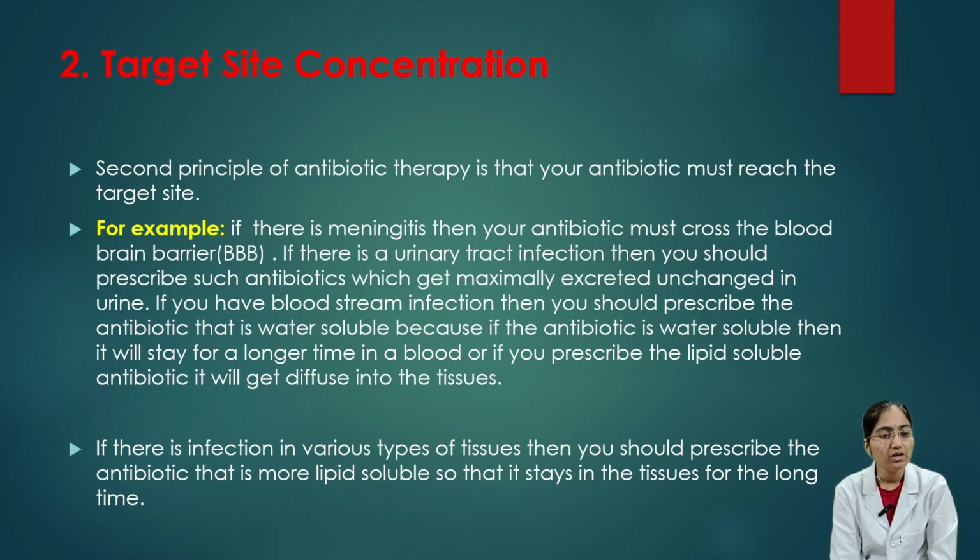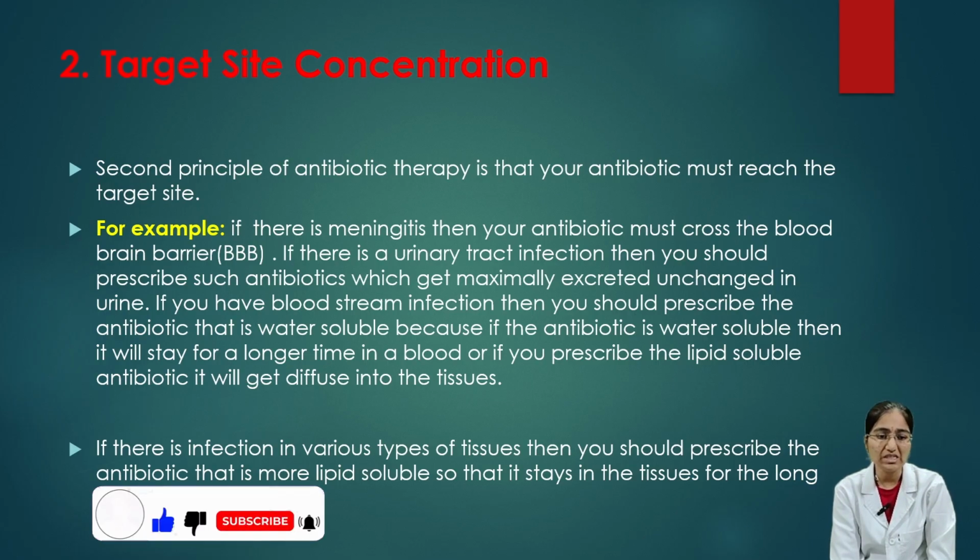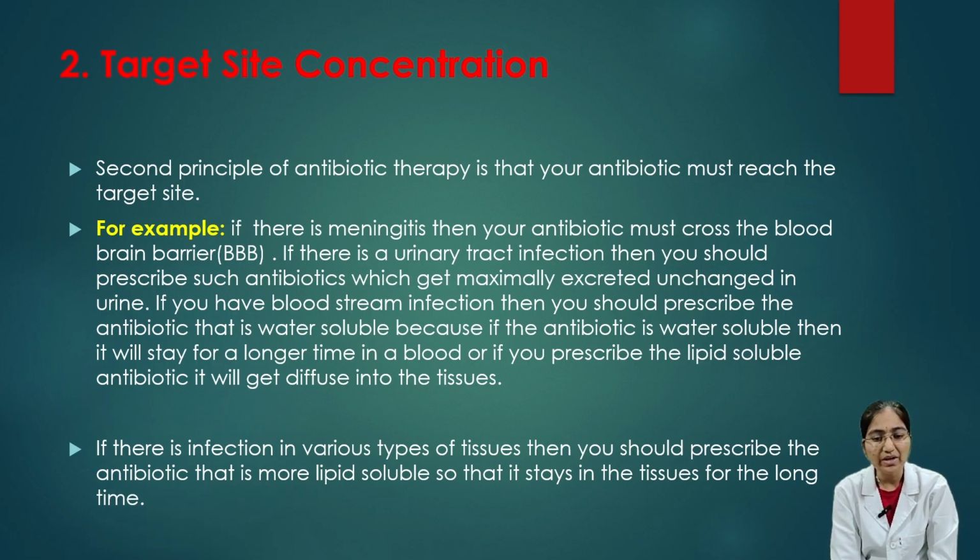Second principle, target site concentration. The second principle of antibiotic therapy is that your antibiotic must reach the target site. We'll take an example. If there is meningitis, then your antibiotic must cross the blood-brain barrier. If there is a urinary tract infection, then you should prescribe such antibiotics which get maximally excreted unchanged in urine.